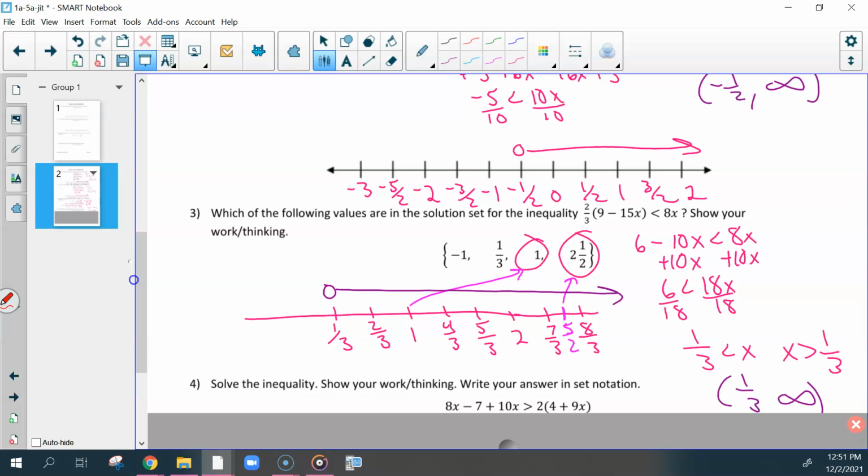And then my number lines, just to show my work or my thinking, I just made a random one. I used my fractions to show that 1 and 2.5 are greater than 1/3. Questions on that one?